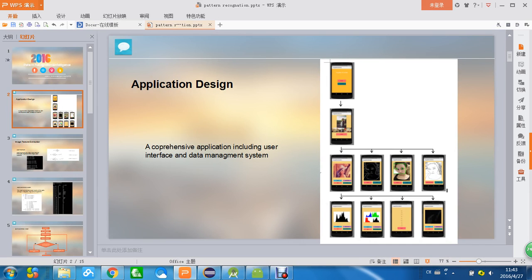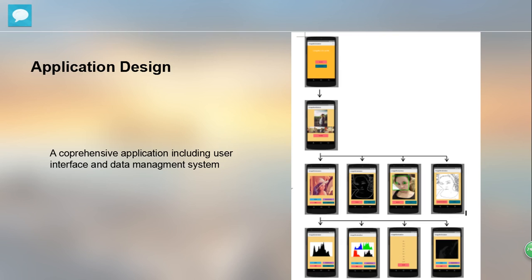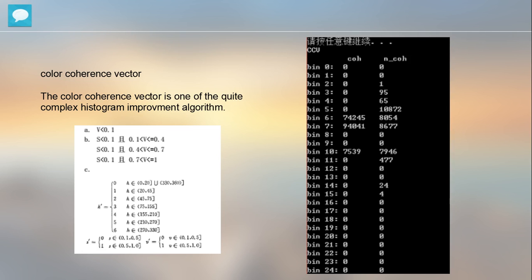At this stage, let me explain the theory of this project. First is the image feature extraction. I already explained the color moment, and here are the equations I used to calculate the color moment. Color moment is a simple but efficient method to represent the image color features.